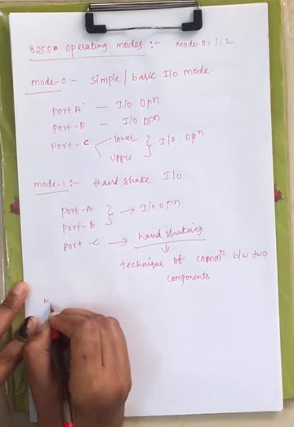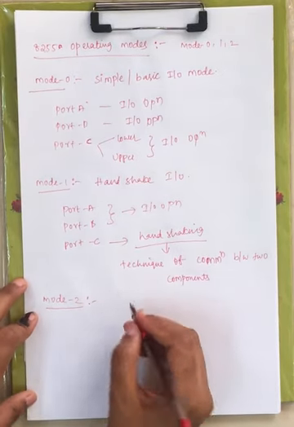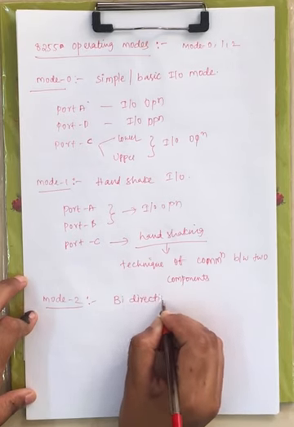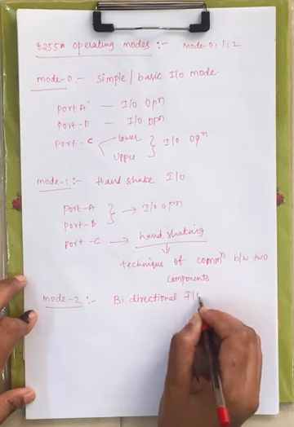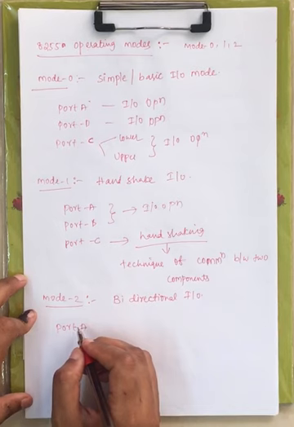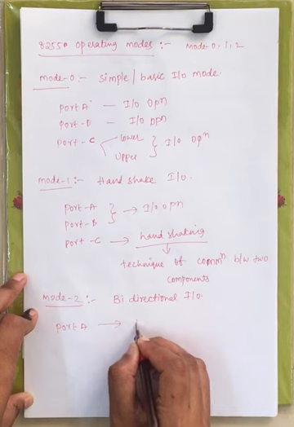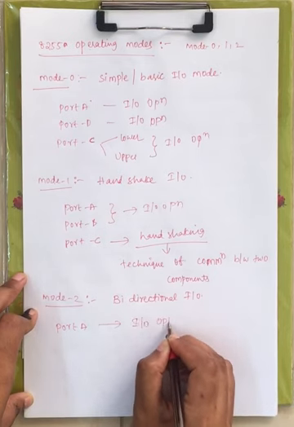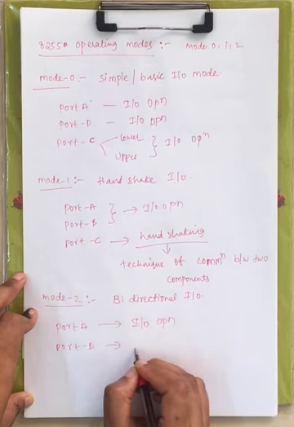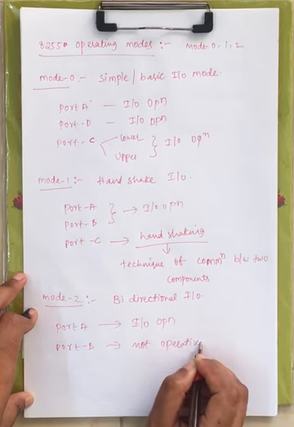Now coming to mode 2. This particular mode we call bidirectional IO, right? In this mode only port A can work, either for input or output operation. Port B is not operative under mode 2.